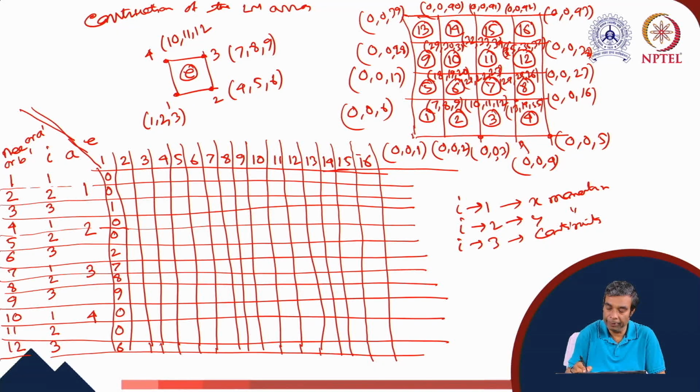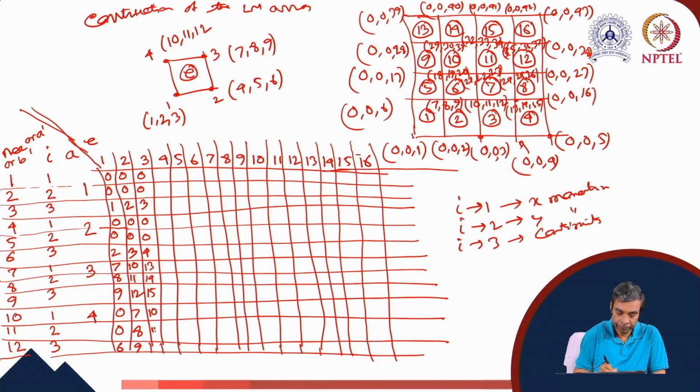Then we move to the second element. Now the equation numbers are 0, 0, 2, 0, 0, 3. For the third node, it is 10, 11, 12. For the fourth, it is 7, 8, 9. If we go for the third element, it is 0, 0, 3, 0, 0, 4, 13, 14, 15, then it is 10, 11, 12. Next, we move to the fourth element.